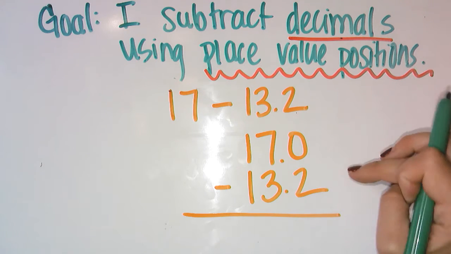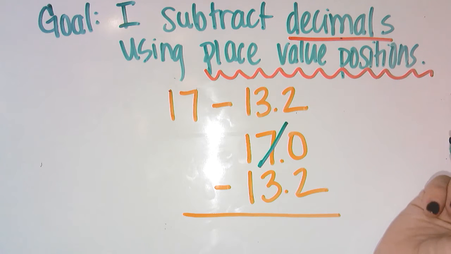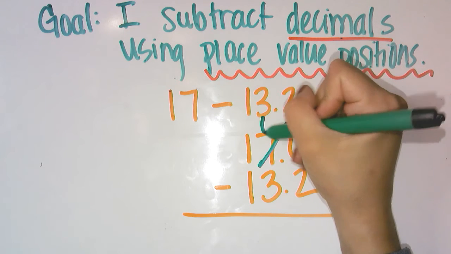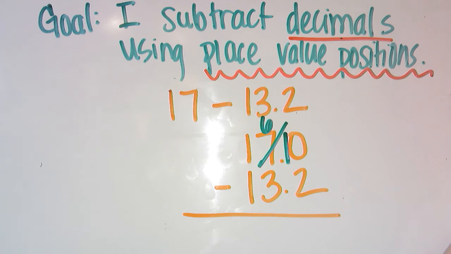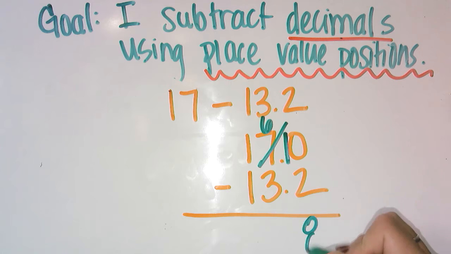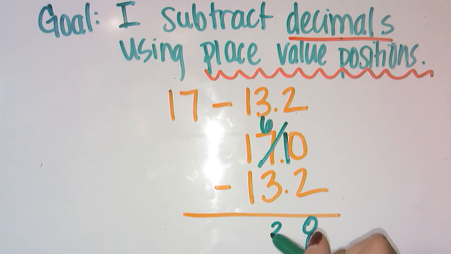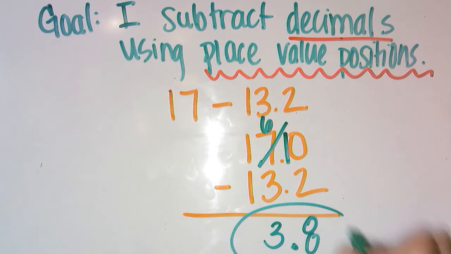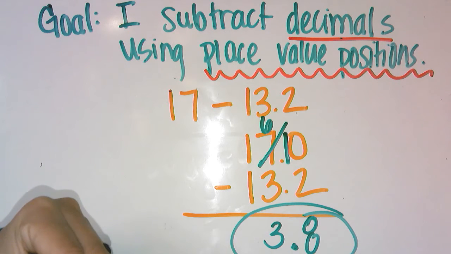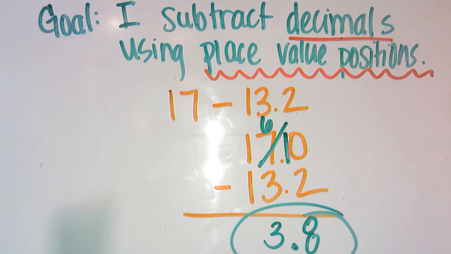So 0 minus 2. If I have 0 of something, I cannot take away 2. So I need to regroup. So I'm going to regroup this into a 6, and then this goes into a 10. So 10 tenths minus 2 tenths is 8 tenths. Then I'm going to drop down my decimal. 6 minus 3 is 3, and 1 minus 1 is 1. So I'd have 3 and 8 tenths. Now that one included regrouping. When we regroup, we make groups of 10. So that's why when I cross this out, I made this into 10 tenths.